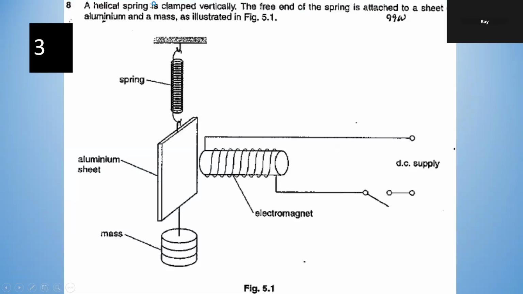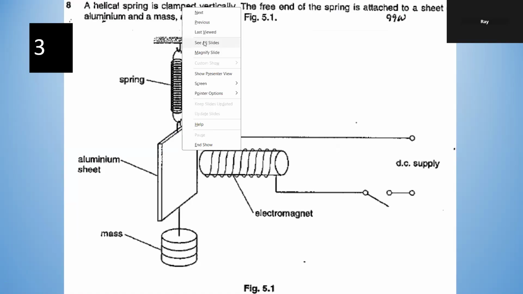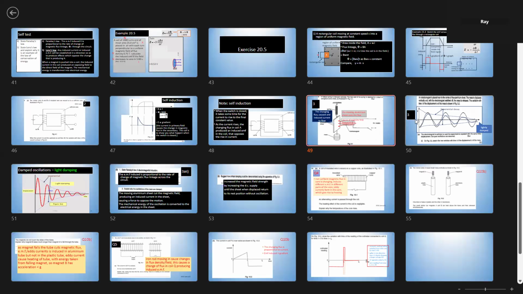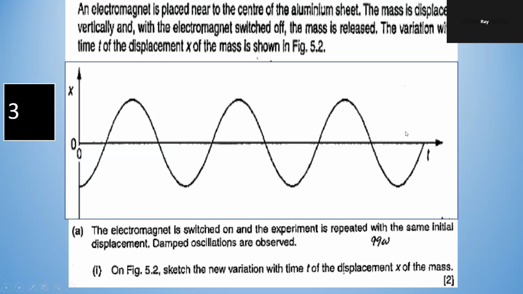Okay, an elliptical spring is clamped vertically. That's a spring. The free end of the spring is attached to a sheet of aluminum as illustrated in figure 5.1. An electromagnet is placed near the center of the aluminum sheet. The mass is displaced vertically and the electromagnet is switched off as the mass is released. The variation with time t of the displacement x of the mass is shown.